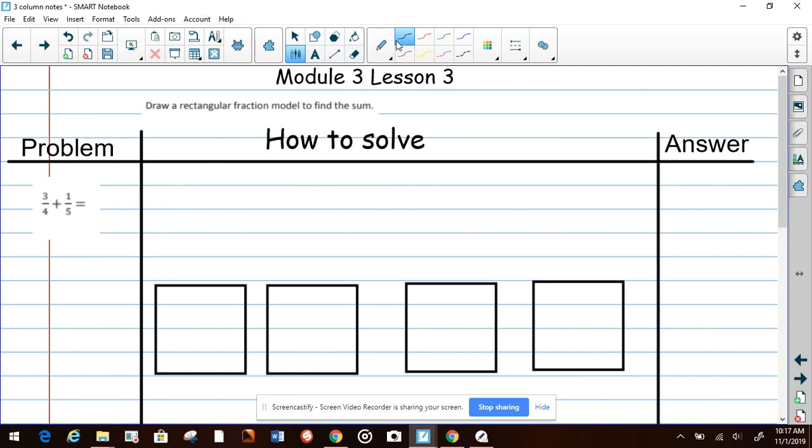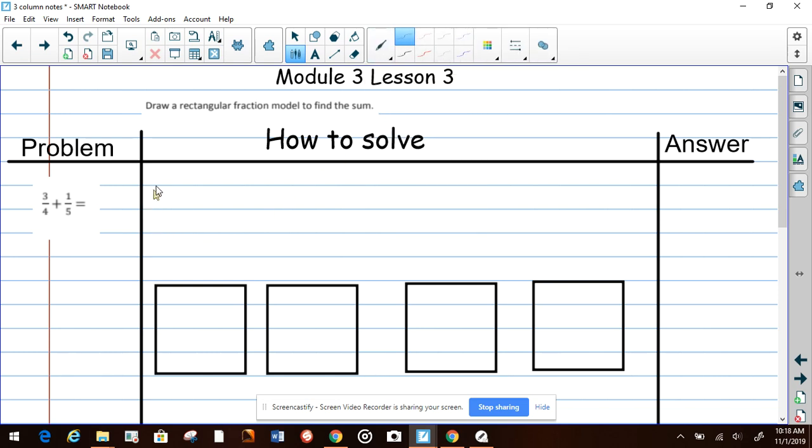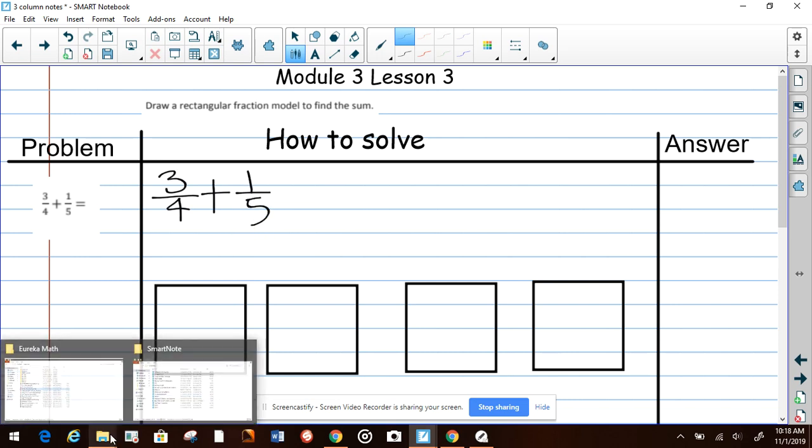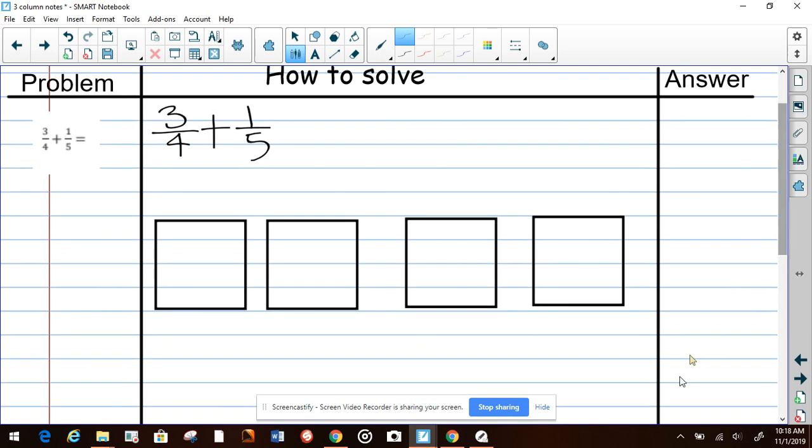Now, let's look at a problem that we can work on. Let me select my calligraphy pen. We have 3/4 plus 1/5. Now we're going to use a strategy called draw a rectangular fraction. We're going to do exactly that. So what happens with the rectangular fraction?